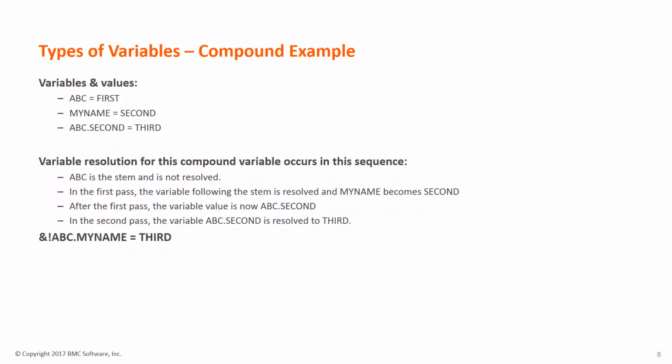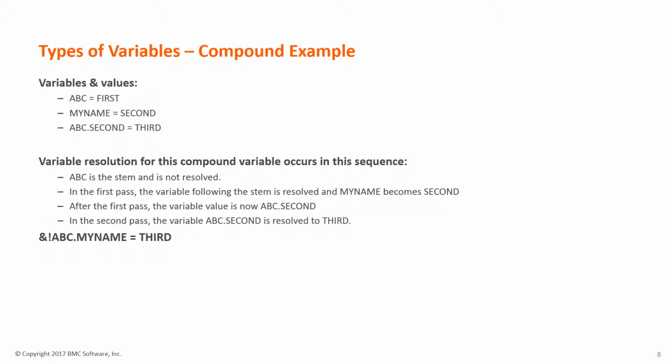Let's look at an example of how a compound variable is resolved. If we look at the top, here are the settings for our variables. We have ABC set to first, myName equal to second, and ABC.second equal to third. So if I look at a variable &!